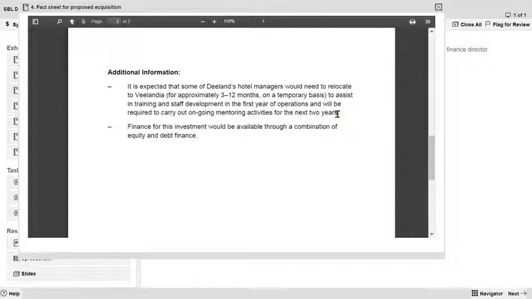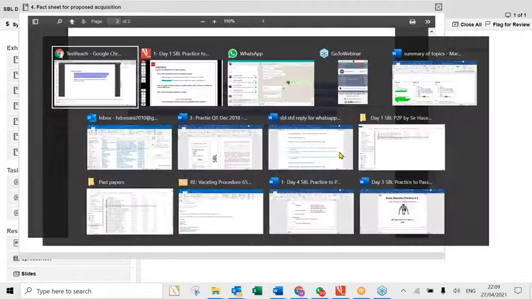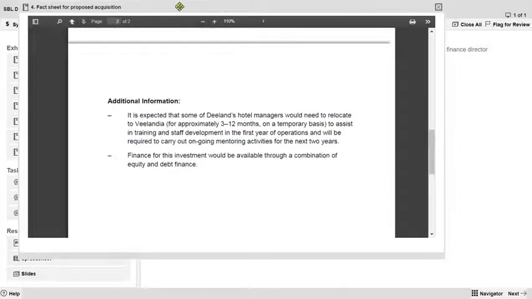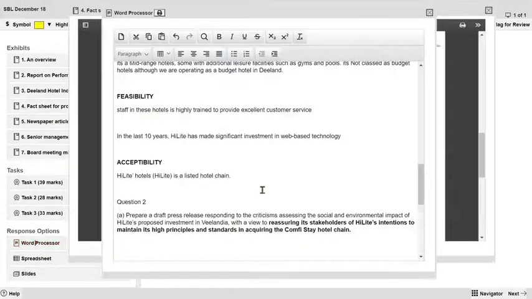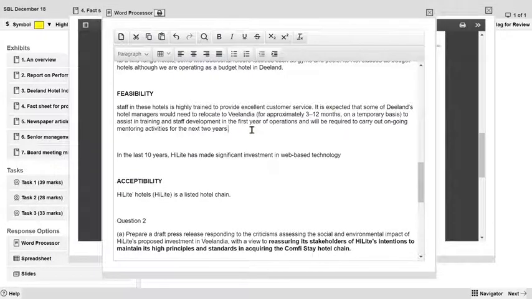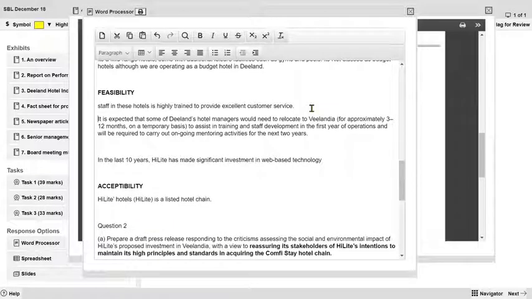Where can I use this staffing point? Any idea where I can use the staffing point? Human resource. I just go here. Oops. I open my Word document. I hope everything is saved here. Okay, then I would just write here. Does this make sense? That we train our people. So does it make sense that we send some of our people to Villandia after we acquire the hotel to train the people there? And what will be the advantage of this? Why? How will it help?